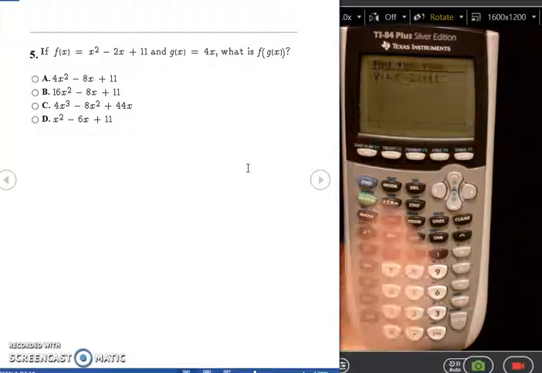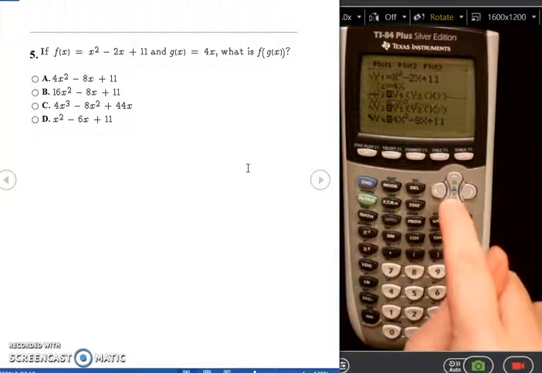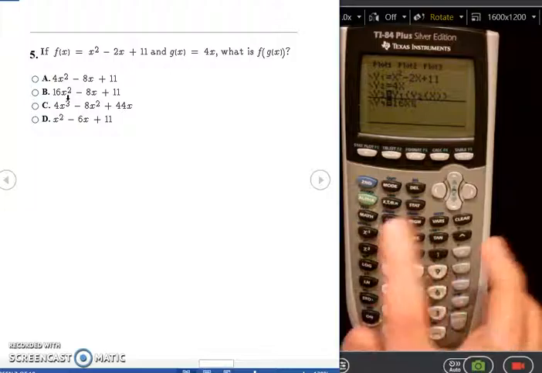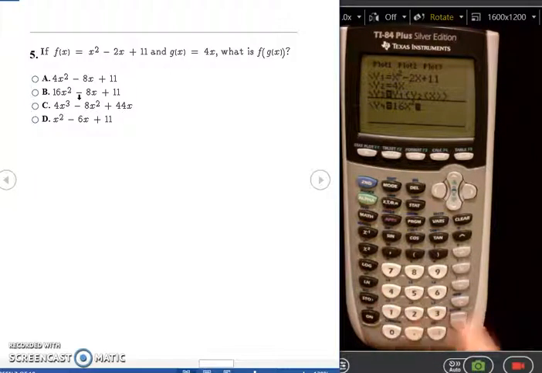So I'm going to go back into y equals and scroll down to y4, because that's where I'm typing in my answers, and clear it out. And now I'm going to go ahead and type in choice B. So that's going to be 16x squared minus 8x plus 11.